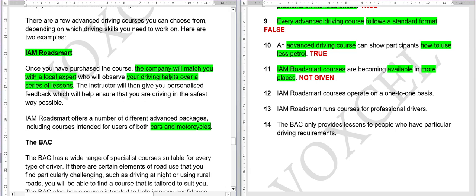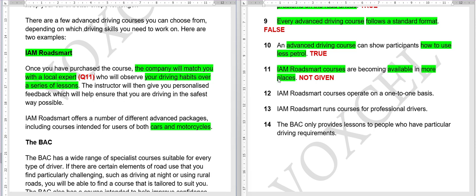Why is it not given? They have said the company will match you with a local expert, but whether the number of places where these local experts are available has increased, decreased, or remained the same, we don't know about that. So that's why we have to mark it as not given. I hope it is clear.